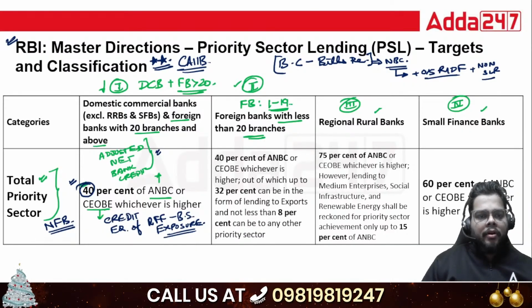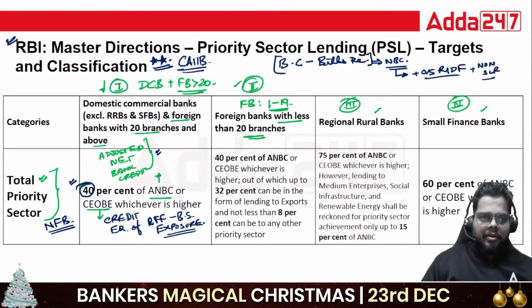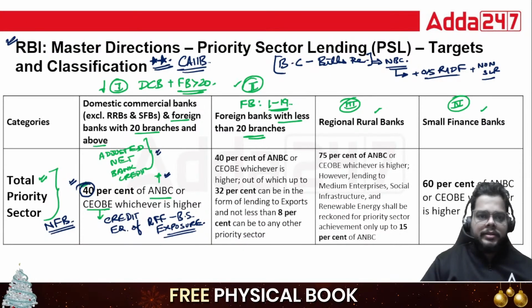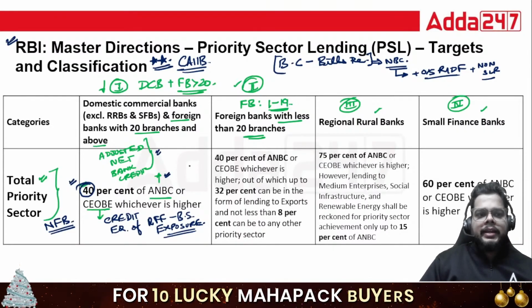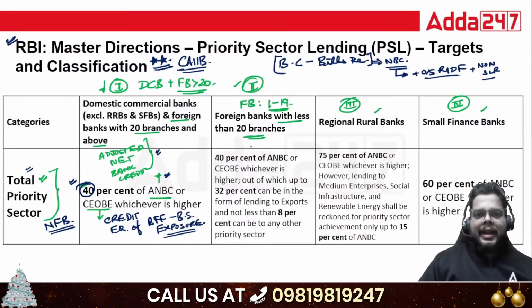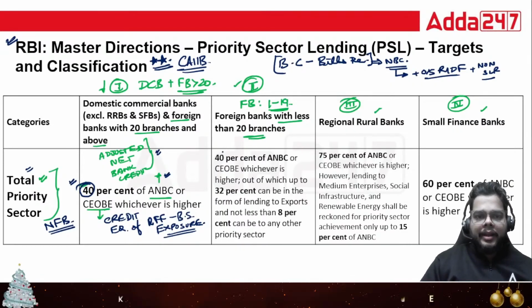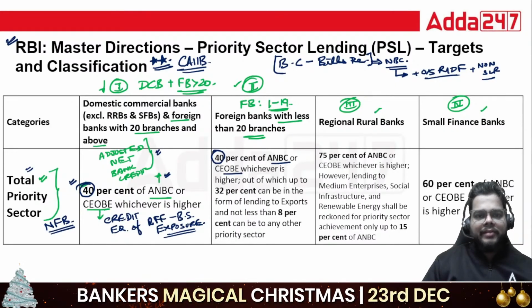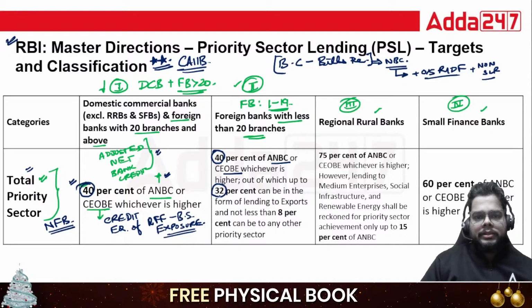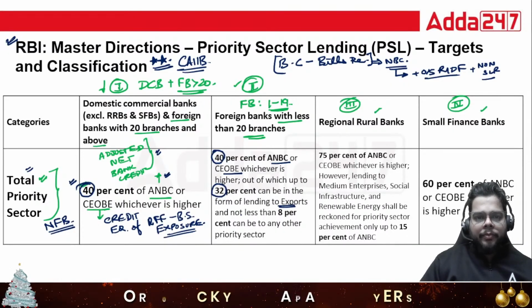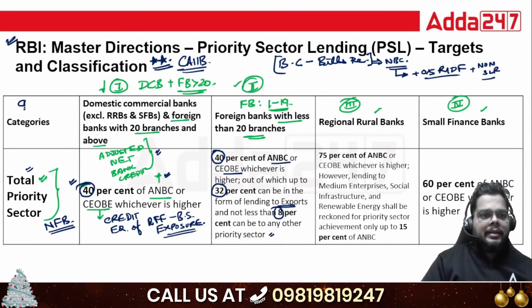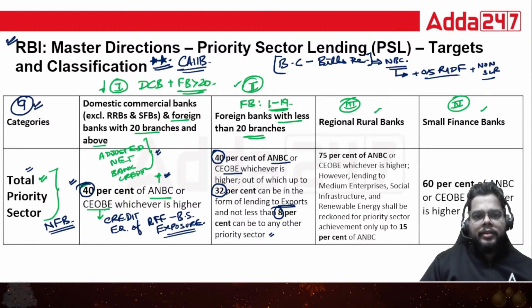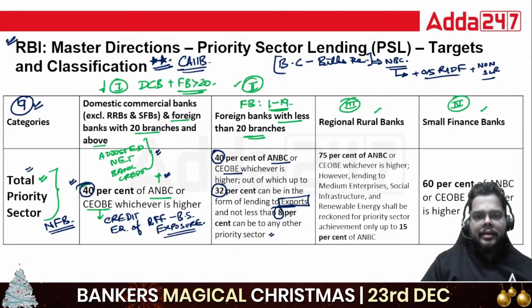They will ask you from the basics of your RBI master directions in IFS. In PPB, they can ask you the formula of ANBC. We'll be learning about that in Principles and Practices of Banking. So 40% for the first category is the total priority sector obligation. For the second category, foreign banks with less than 20 branches, again 40% of ANBC or COB, whichever is higher. Out of this 40%, 32% can be in the form of lending to exports, and 8% to the remaining categories. We have seen 9 categories are there in the priority sectors. So 32% in export credit and the remaining 8% to the others.